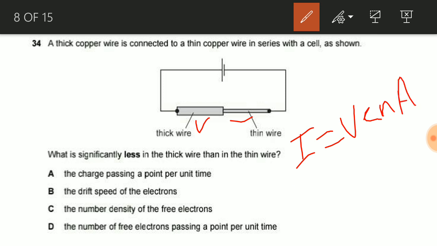If we see the relation of drift velocity and area, they are inversely proportional to each other. So if area is less, then drift velocity will be more, or if area is more, drift velocity will be less. Here area is more in the thick wire, because of that the drift velocity is less. Because of that our answer is answer choice B. Answer choice B is the correct answer for question number 34, because of more area, the drift velocity will be less in thick copper wire.